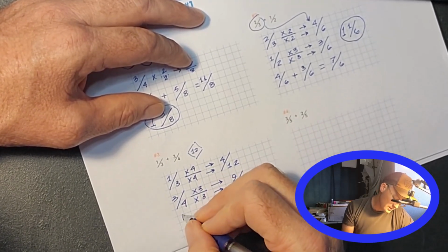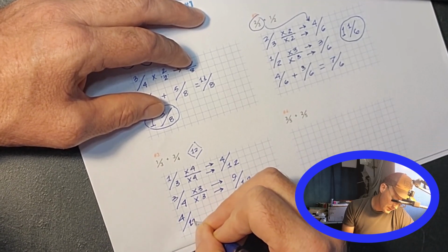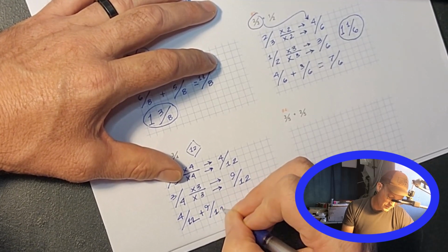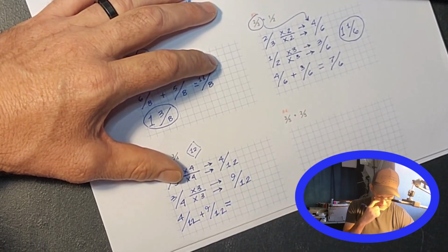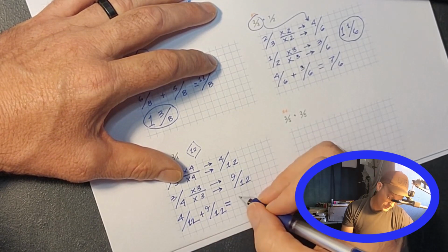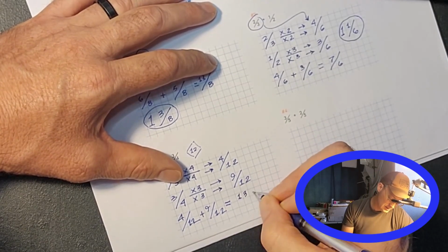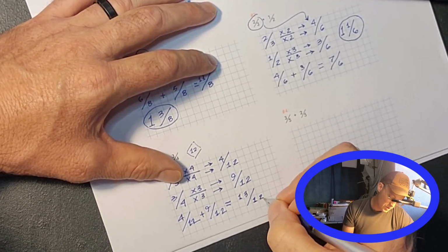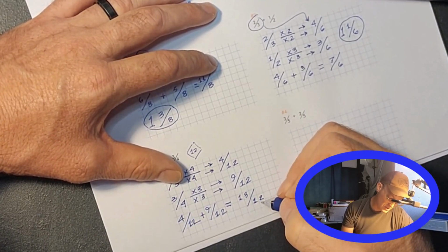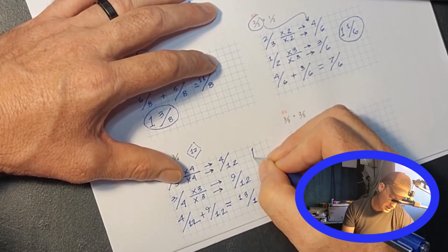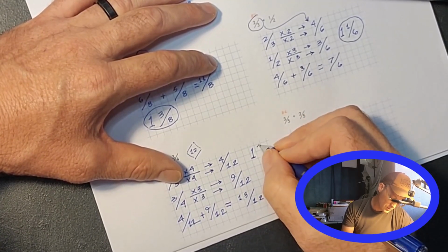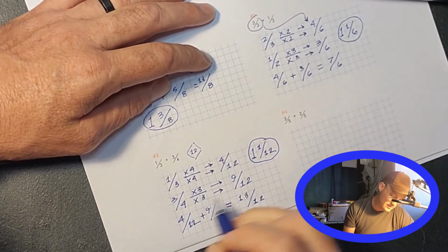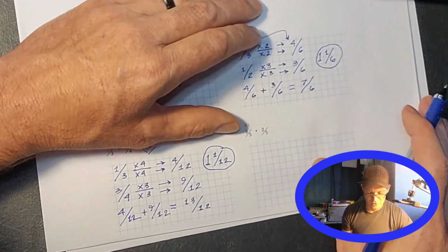Now we can do our addition. So we have 4/12 plus 9 over 12 equals, add the numerators, 4 plus 9 is 13. Carry over the denominator, 13/12. That's an improper fraction. We want to convert it, right? 12 goes into 13 one time. What's our remainder? 1. So we have 1 and 1/12. As a proper fraction, that's the answer. 1/3 plus 3/4 is 1 and 1/12.